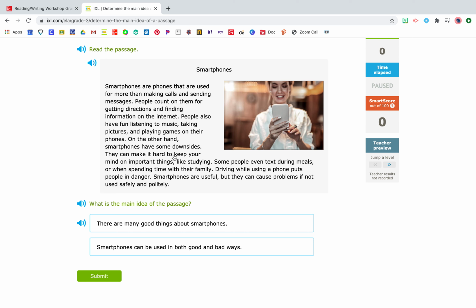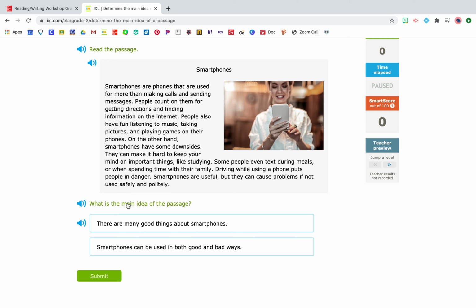They can make it hard to keep your mind on important things like studying. Some people even text during meals or when spending time with their family. Driving while using a phone puts people in danger. Smartphones are useful, but they can cause problems if not used safely and politely.